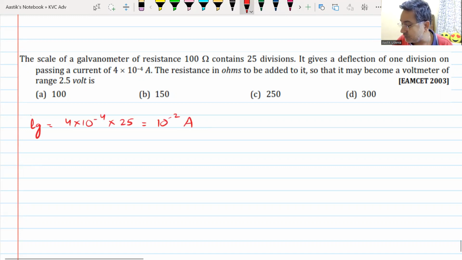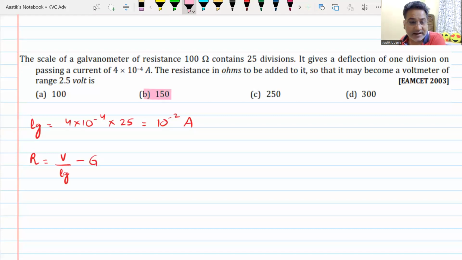You have to convert it into a voltmeter. So you can just put the formula of resistance in series. The formula is V divided by IG minus G. You put the values, get the answer, and you stay happy. Do we understand this? Yes, sir. So I hope you can do questions of this nature. Let me move on to the next category, next type.